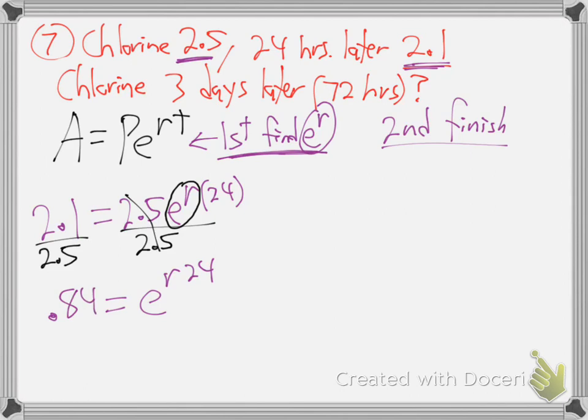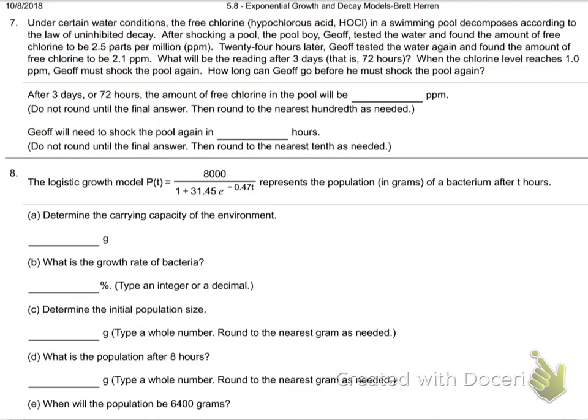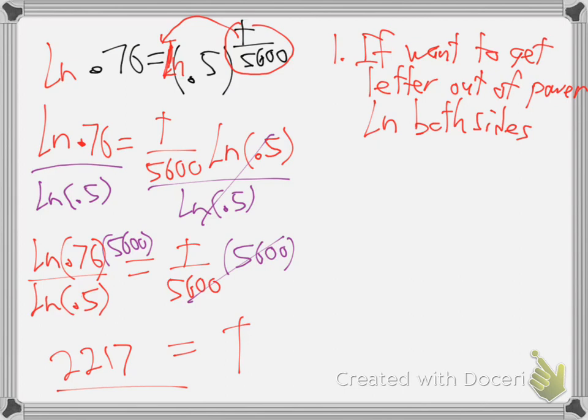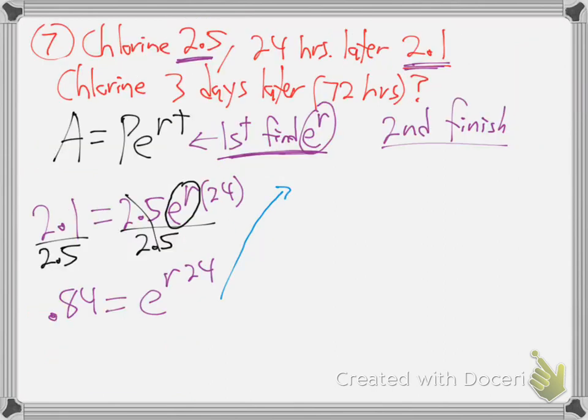Okay, now is everybody tracking close here? Because here's something kind of weird. Am I going to do ln? Let me write a note for clarity. The answer is no, and here's why. Remember what I wrote earlier: if you want to get the letter out of the power, ln both sides. You don't want to get r out of the power. See, I want e to the r, don't I? I want that r to stay. So I don't want that r to come down. You're going to multiply by 1/24.